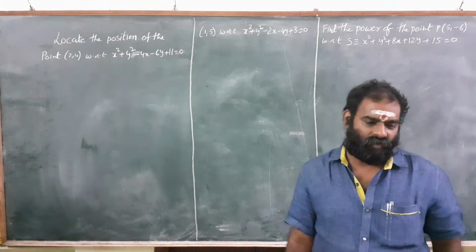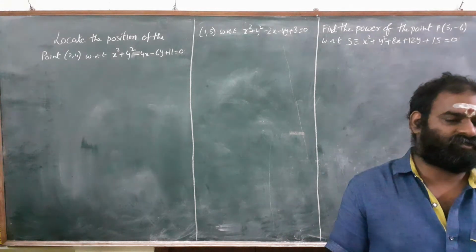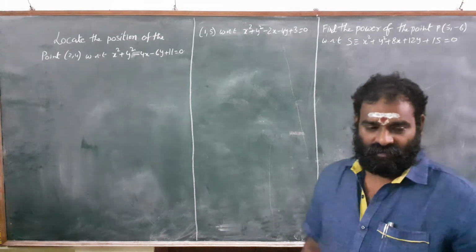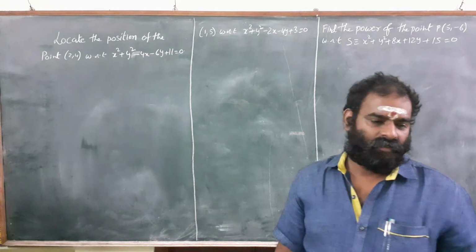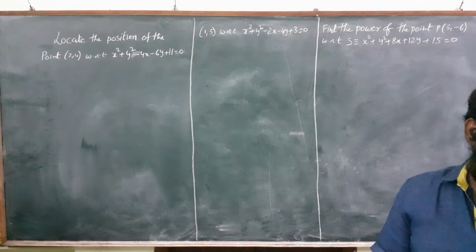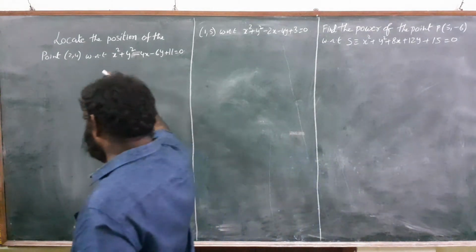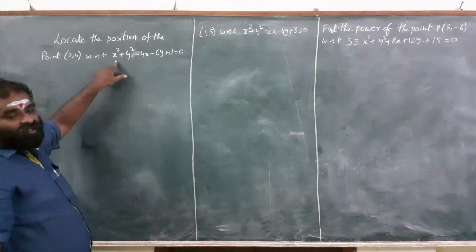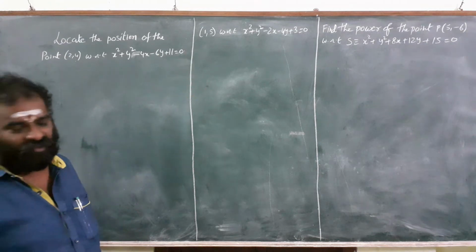Now we are going to do some important problems based on those concepts. Here I write three different sums, so clearly observe how to solve these problems. The first problem is: locate the position of the point (2, 4) with respect to the circle x square plus y square minus 4x minus 6y plus 11 equal to 0.